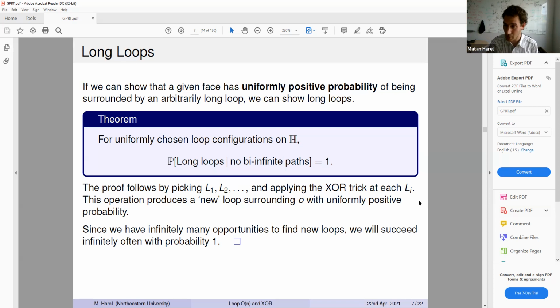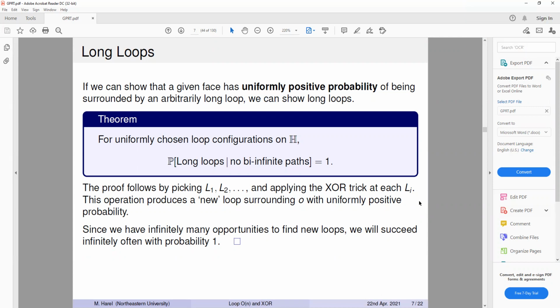What do I mean by succeed? The XOR trick works and creates a new loop, and the new loop you surrounded didn't destroy any of the loops that you had before. So there is uniformly positive probability and infinitely many chances. It's very straightforward to prove that this implies that infinitely many of them succeed, and there are infinitely many loops that surround the face.